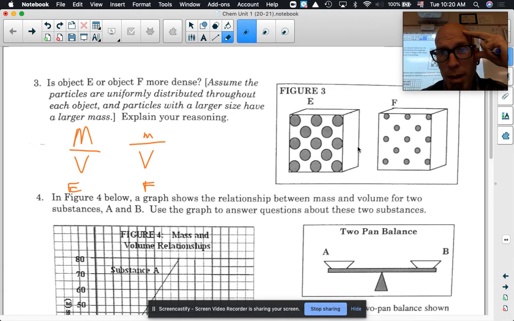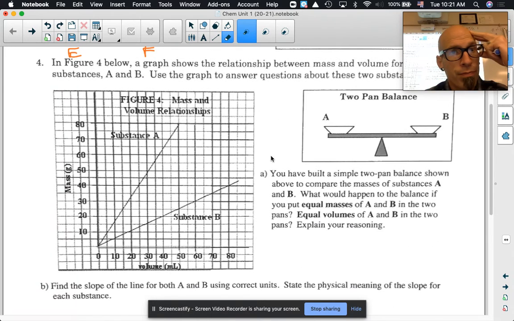The other thing you can think about is how much space there is between these particles. Are these particles jammed in closer together than these? Yeah. So that makes this more dense. The particles are jammed in tighter. These are spread out more. E has to be more dense. So you can think of it in terms of the mass to volume ratio, or in terms of the spacing of the particles themselves. Either way. All right, now, number 4.